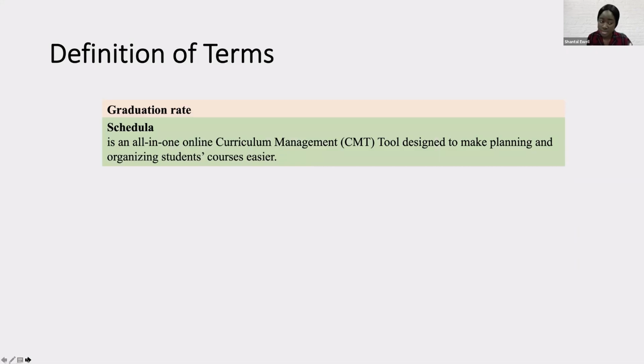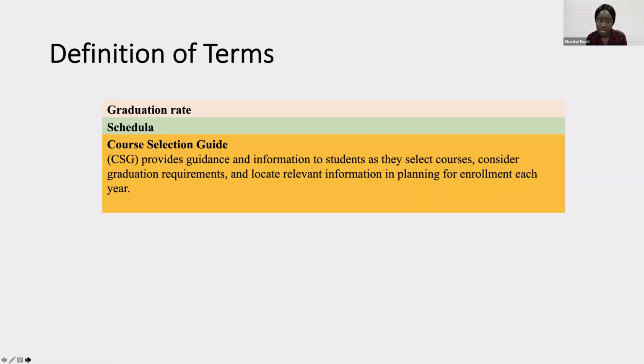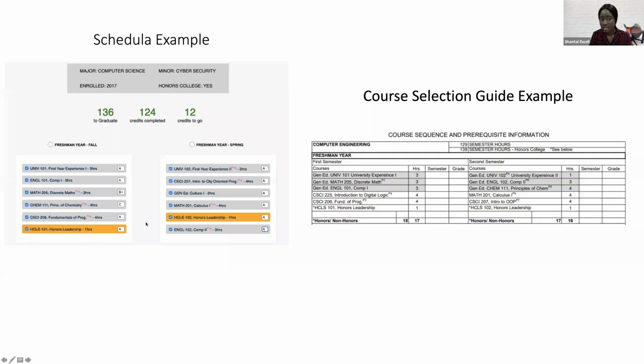Scheduler, that's the tool I made, which is an all-in-one curriculum management tool designed to make planning and organizing students' courses easier. And then course selection guide. This provides guidance and information to students as they select courses, consider graduation requirements, and locate relevant information in planning for enrollment each year. This is like the guide that we get from Claflin University. So this is an example of scheduler, and this is also an example of the course selection guide.